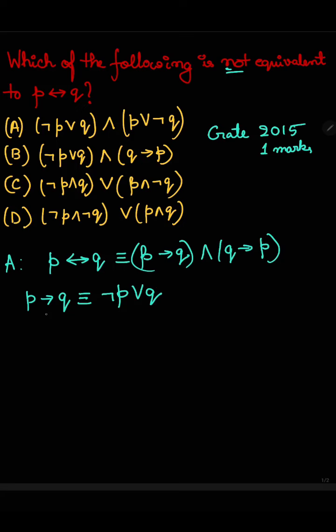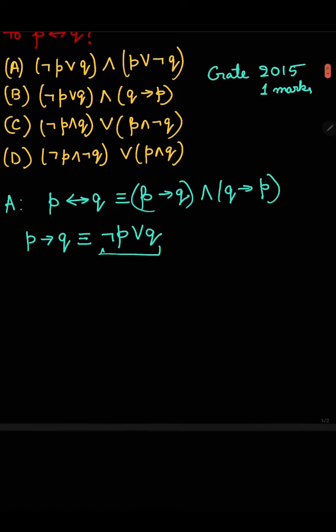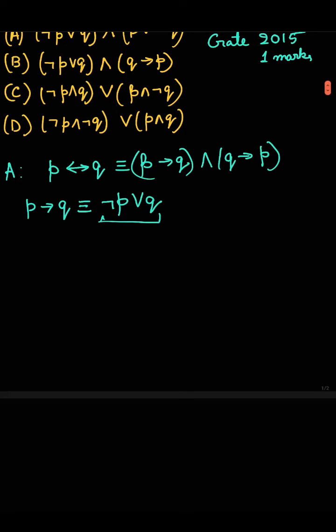This is because, so what does P implies Q mean? It means that either Q is true, or if Q is not true, then P cannot be true. Because if P is true, then Q has to be true. So if Q is not true, then P cannot be true. So what it means is either Q is true or P is not true, which is the second expression.